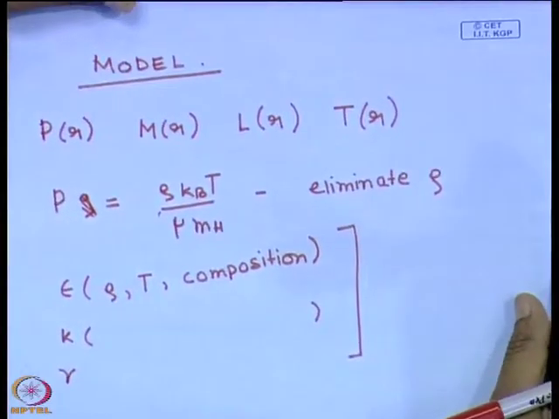Now, in addition to this, it is also necessary to give boundary conditions if you want to solve these equations. So, you have 4 differential equations, and you have to provide suitable boundary conditions if you wish to solve these equations. The boundary conditions for a star would be something like this.